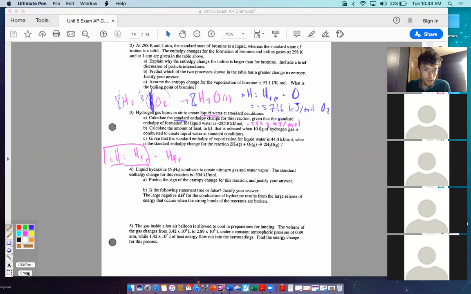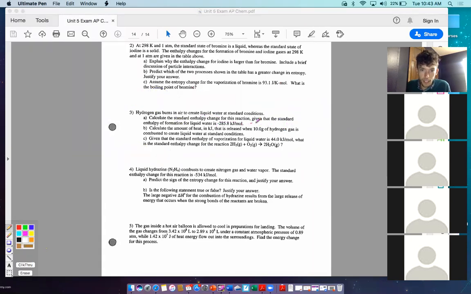Okay, so let me erase that mess and remind myself that this answer is negative 285.8 kilojoules per mole of water formed. Here's the reaction I'm looking at. Calculate the amount of heat that's released when 10 grams of hydrogen gas is combusted to create liquid water at standard conditions. So I know now, based on my answer to part A, how many kilojoules of energy are released when 1 mole of water is formed from 1 mole of hydrogen gas being combusted. But now I want to know how much heat energy is released when just 10 grams of hydrogen gas is combusted.